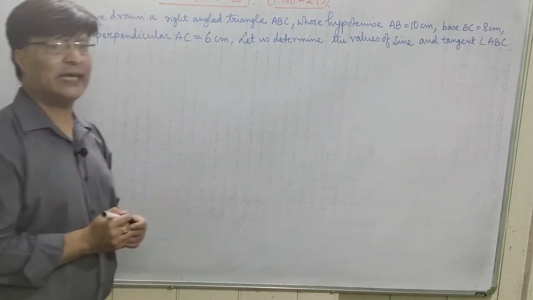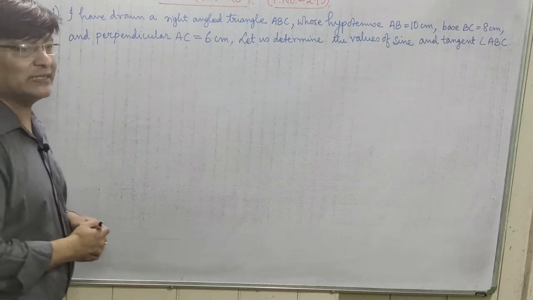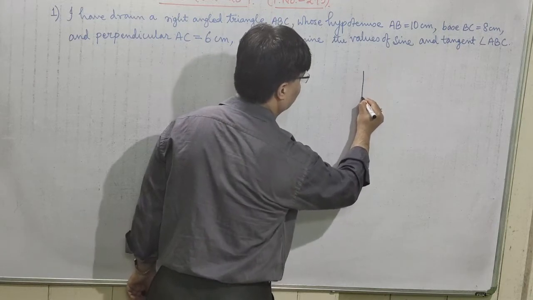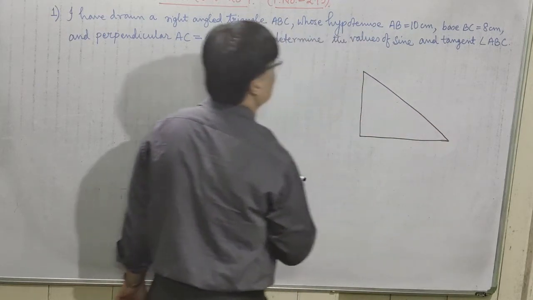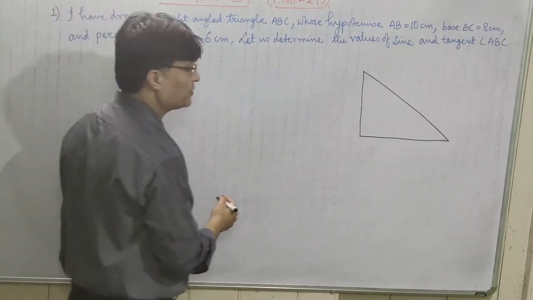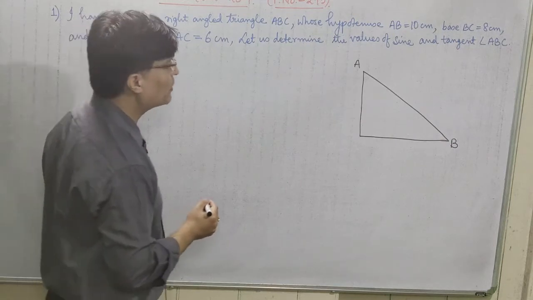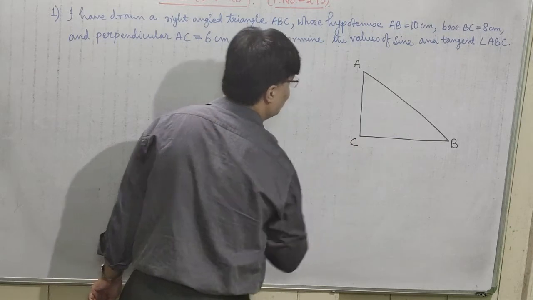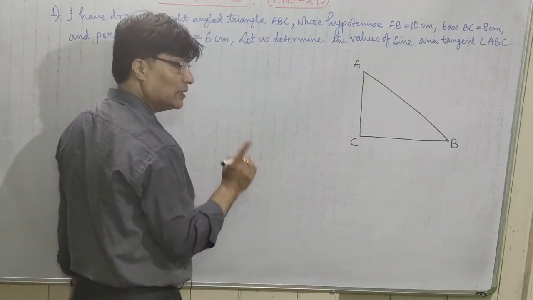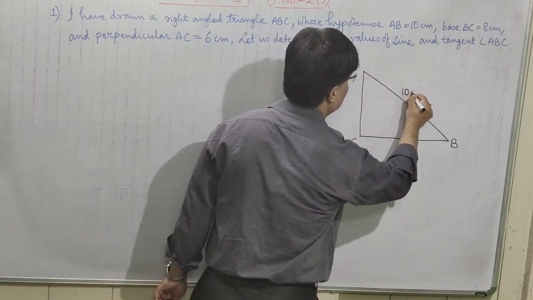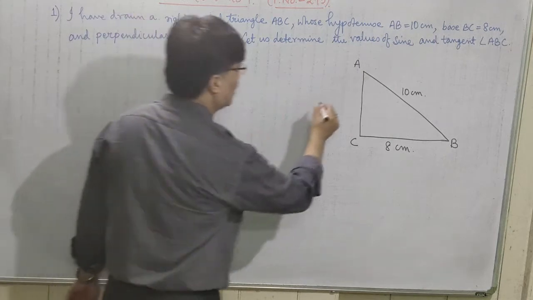Okay, so in this case I have drawn a right angle triangle ABC where AB is the hypotenuse, BC is the base and perpendicular is AC. Let us draw this right angle triangle. AB is the hypotenuse, that is the longest side is the hypotenuse. BC is the base and AC is the perpendicular. Is that clear? So what is the length of AB? This is 10 centimeter. What is base BC? This is 8 centimeter. And what is perpendicular AC? It is 6 centimeter.